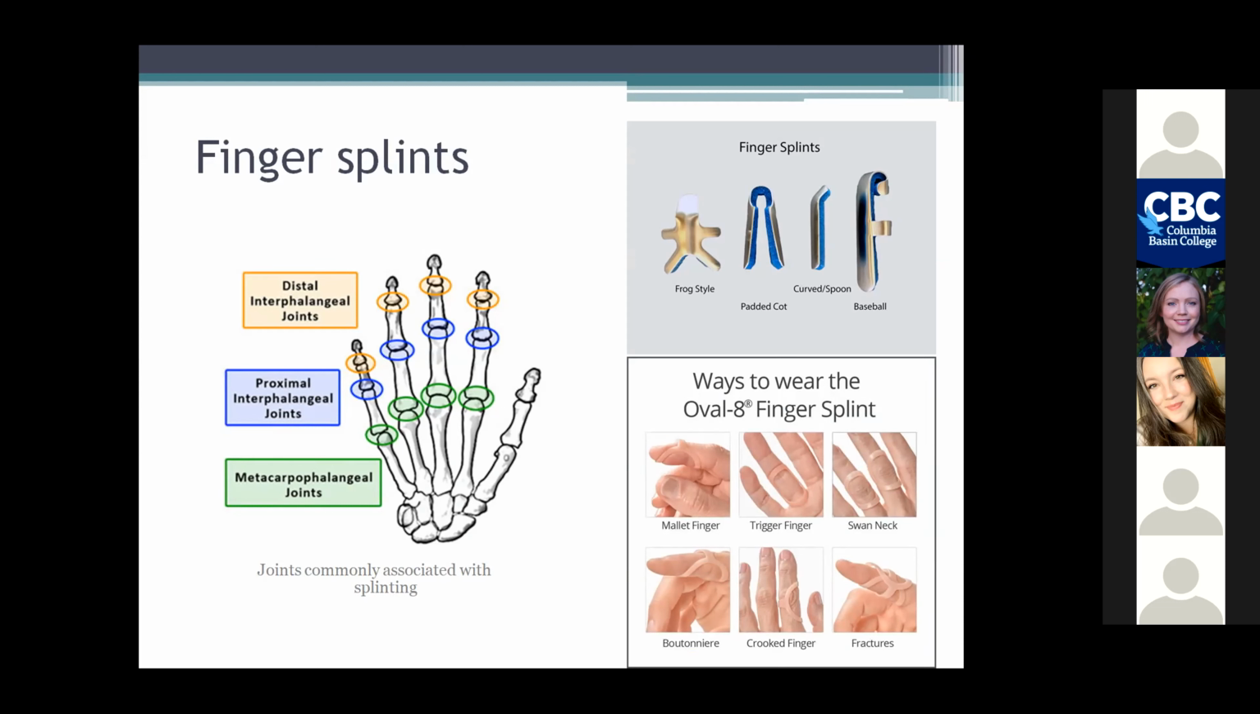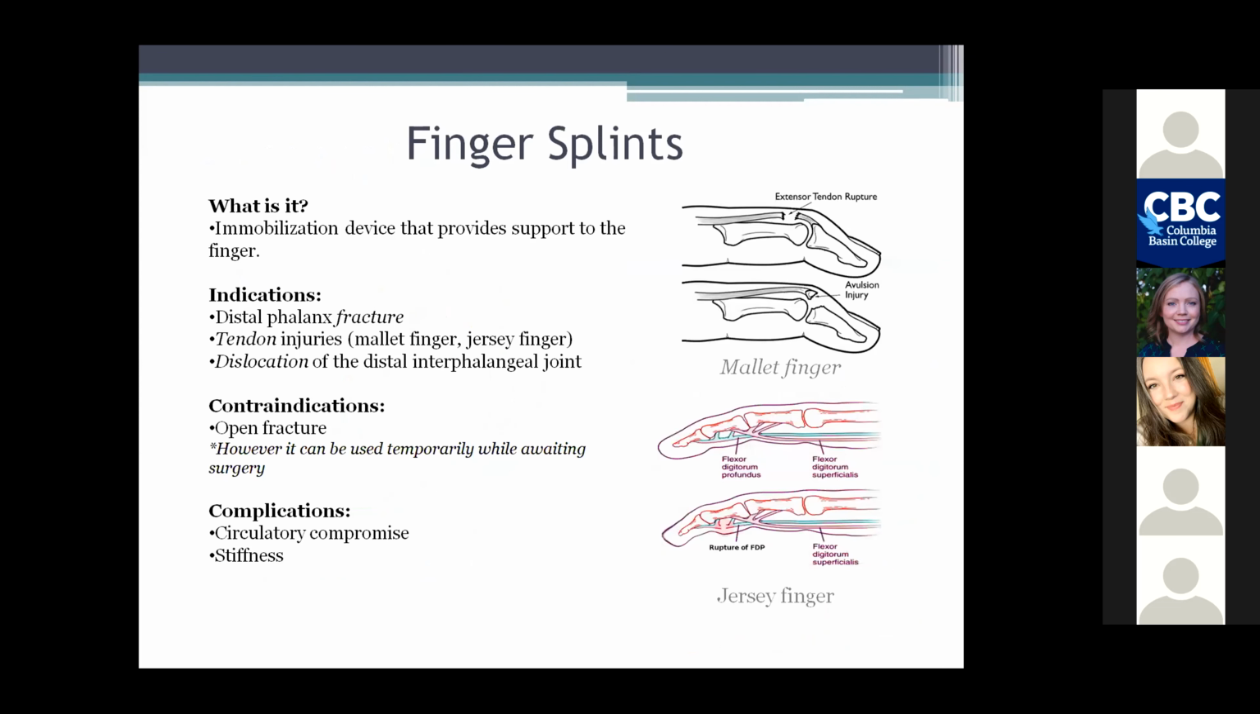My son had broken a joint, and so I have a little bit of experience with these. The minimalist one is really nice because you can pop it off really easy and wash your hand real quick and then pop it back on. So finger splints are an immobilization device that provides support to the finger. Indications are a distal phalanx fracture or tendon injuries, such as the mallet finger and the jersey finger that we have on the side, or dislocation of the distal interphalangeal joint.